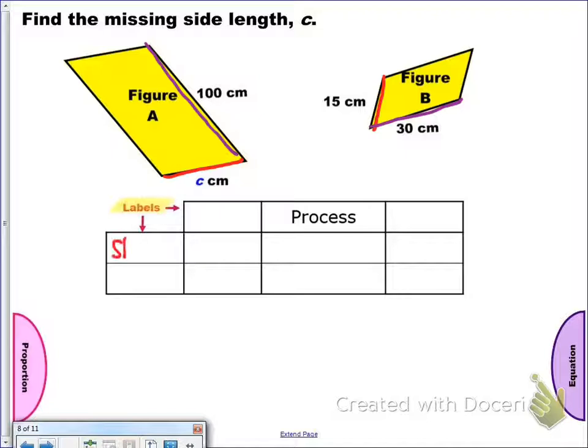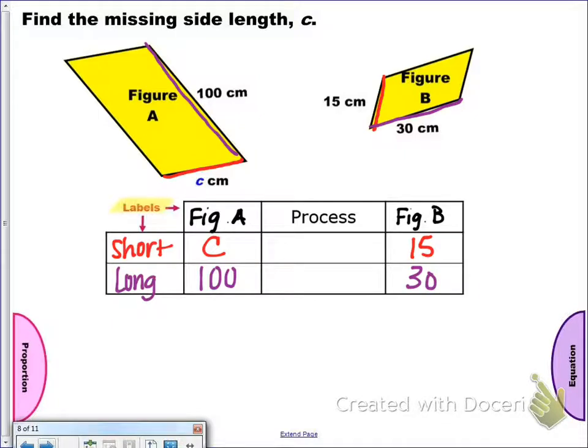So my short side will be on top, my long side will be on bottom, and I'm going to compare figure to figure. So I'm going to have figure A, which is the bigger parallelogram, and I'm going to have figure B over here, which is the smaller parallelogram. So I'm just going to set up my ratios. So the short side is C, and the long side is 100 for my figure A. And over here for figure B, it is going to be 15 over 30.